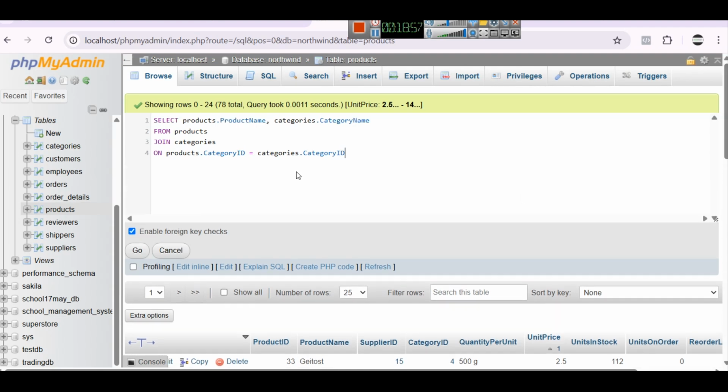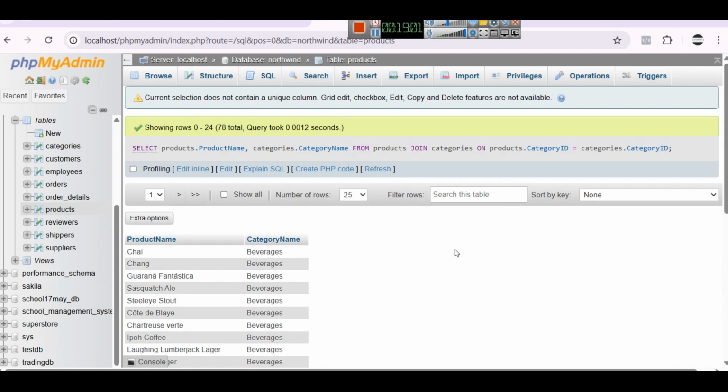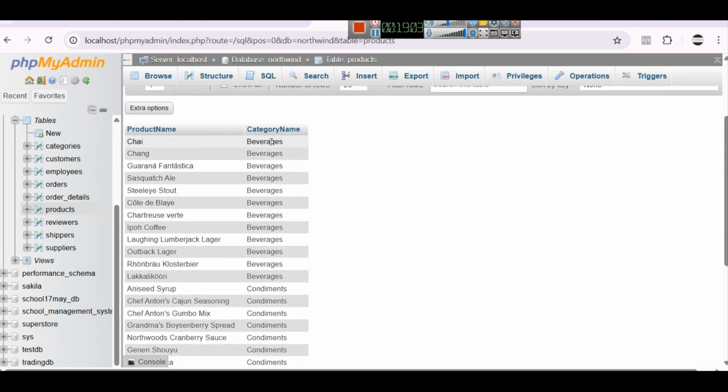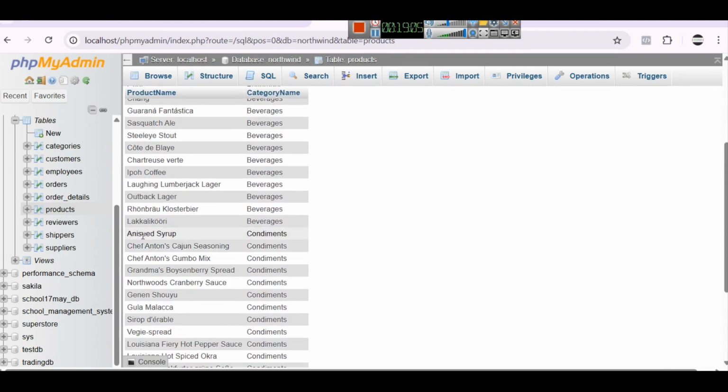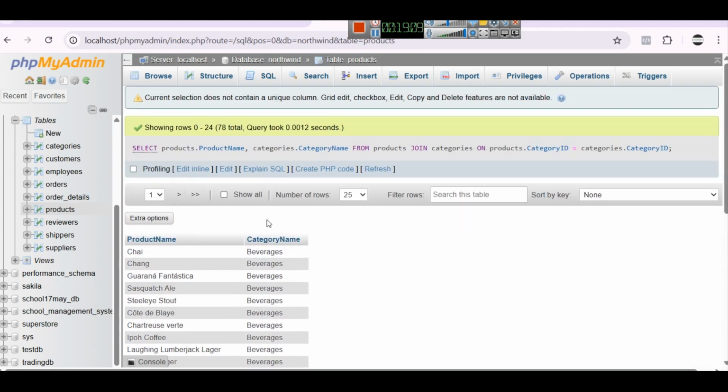So I am copying my code in edit inline, and when I click go, you can see Chai belongs to beverages, Aniseed Syrup belongs to condiments, and so we have 78 total products and their respective category names are now appearing in front of them.